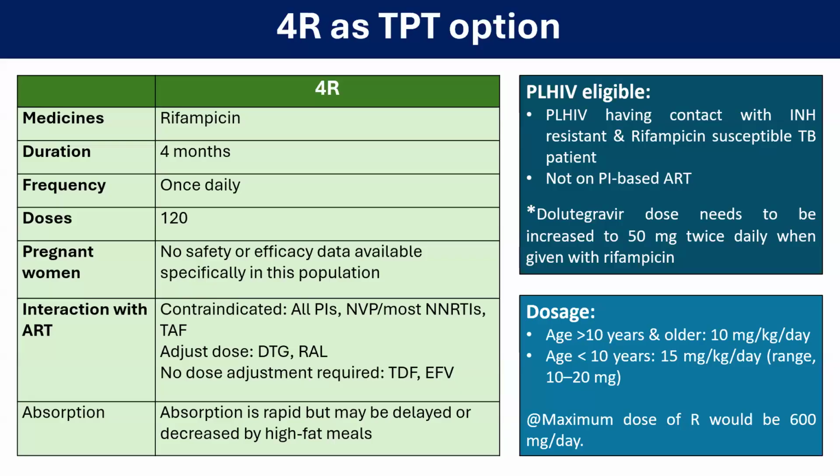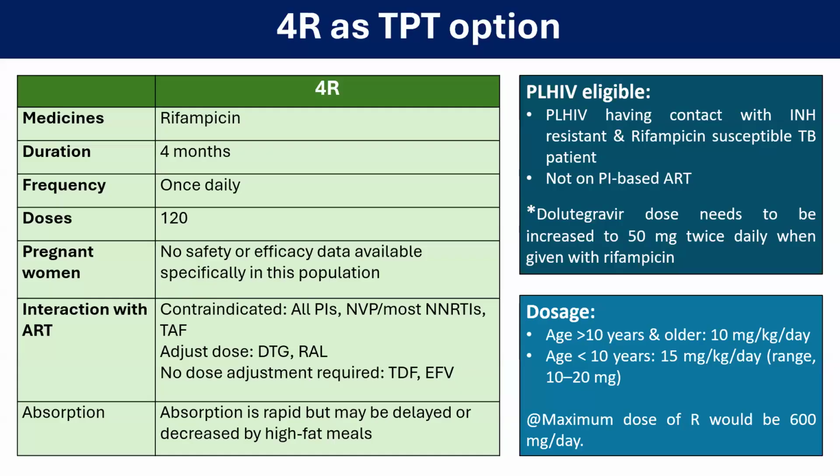Again, we are saying 4 months of rifampicin once daily, for 4 months. Interactions: pregnant, no safety or efficacy data available specifically in this population. So we don't go for the 4R in the pregnant woman. Interactions: contraindicated with all PIs, nevirapine, and most NRTIs and TAF. Adjusted dose is required with DTG and raltegravir. No dose adjustment required with tenofovir or efavirenz. Absorption is rapid but may be delayed or decreased by high fat meals.